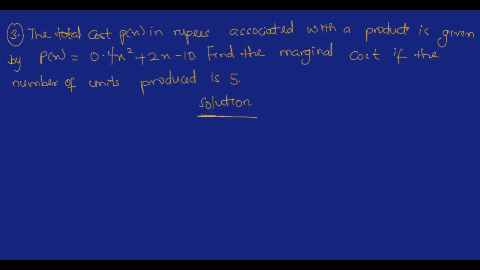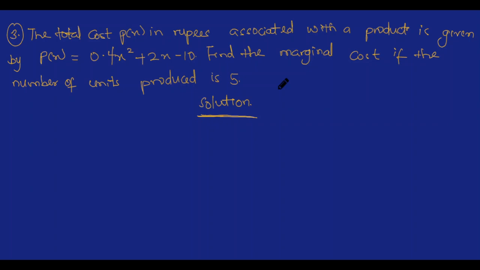So before we solve this question, we first try to understand what marginal cost means. Marginal cost is the change in the total production cost that comes from making or producing one additional unit of the product. Any change in the total production cost that arises as a result of producing one more unit of the product is what we refer to as marginal cost.